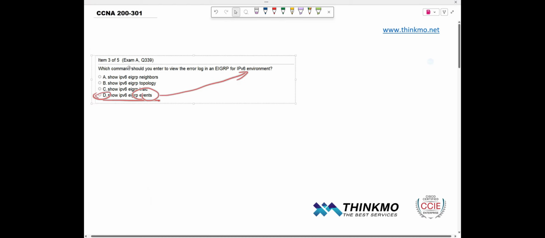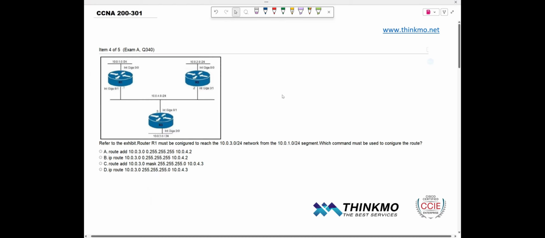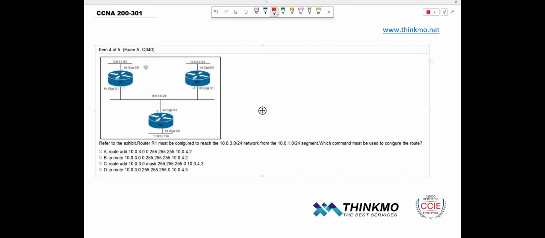Question 4 has a diagram. This question says router 1. This question is actually very simple. It says that router 1 wants to access this destination, and the destination is here. If it wants to access this destination, which of the following rules does it match? My destination is 10.3 with a 24-bit mask. Okay, 24 bits. So I need to match 24 bits here, right? Matching 24 bits. This one also matches 24 bits.